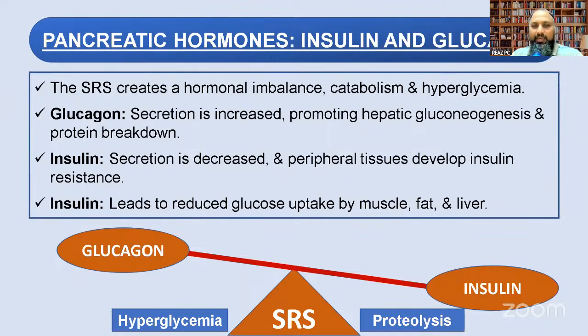The changes in pancreatic hormone secretion, such as glucagon and insulin, are basically due to the stress response to surgery, creating a hormonal imbalance, leading to hyperglycemia and catabolism. Glucagon secretion is increased, leading to hepatic gluconeogenesis and protein breakdown. The decreased insulin secretion leads to peripheral tissues developing insulin resistance, and it also leads to reduced glucose uptake by muscle, fat, and liver. The net effect is hyperglycemia and proteolysis.